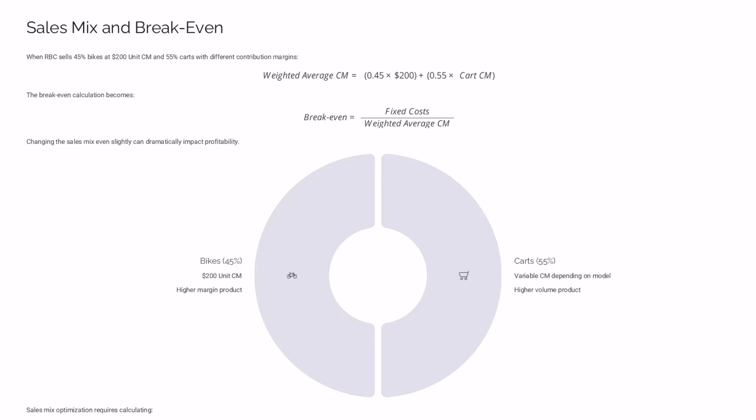When Apple reports earnings, analysts focus intensely on iPhone versus services mix because services has 70% contribution margin versus iPhone's 35%, so even small shifts toward services dramatically improve profitability, which is why Apple pushes subscriptions so aggressively.